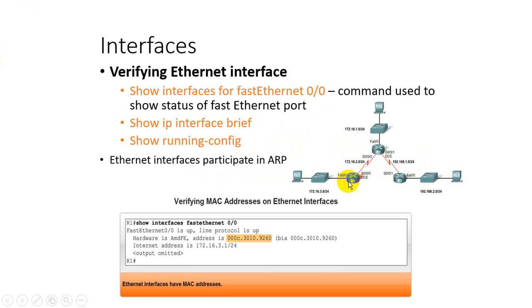Ethernet interfaces participate in ARP. As you know, each interface is assigned an IP address, and each has its own MAC address. So if we use show interfaces FastEthernet 0/0, it shows its MAC address and its IP address. ARP is the Address Resolution Protocol, where an IP is mapped to a MAC address. We are verifying the MAC address and Ethernet interfaces.